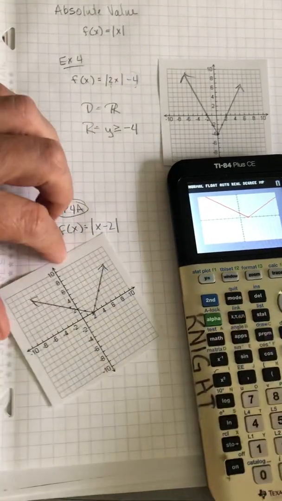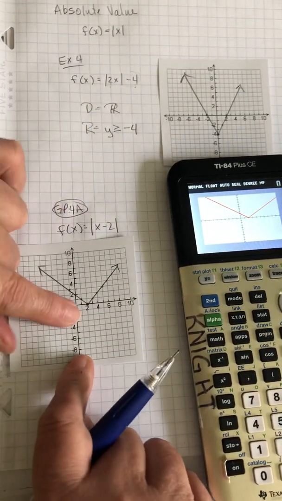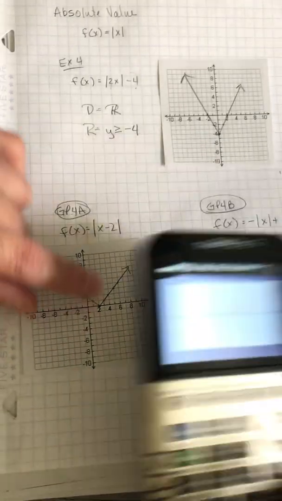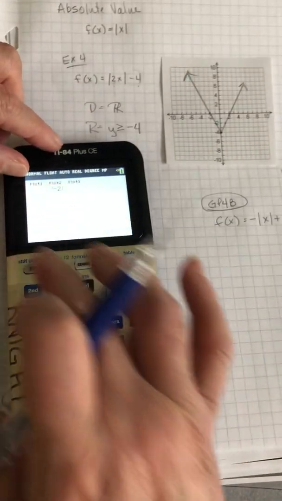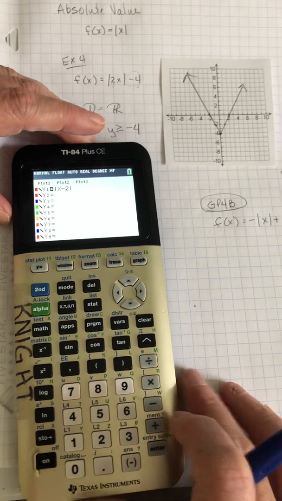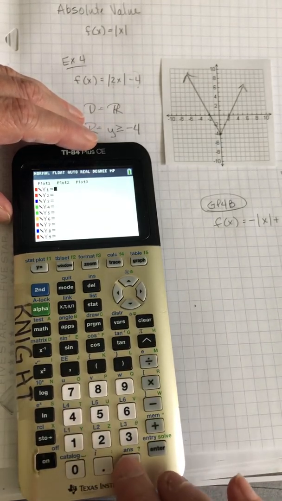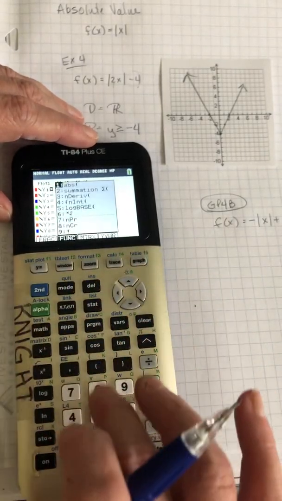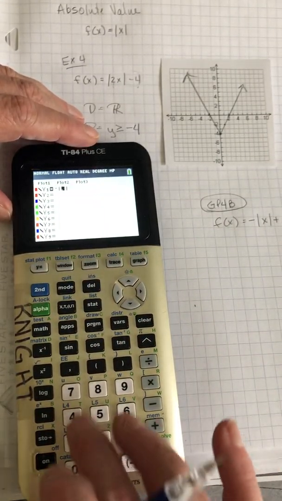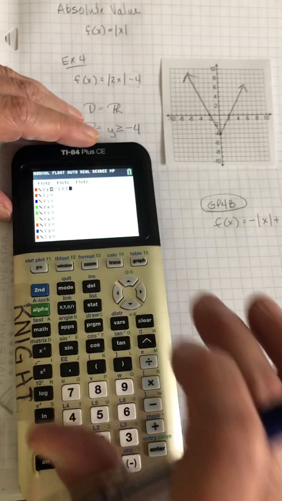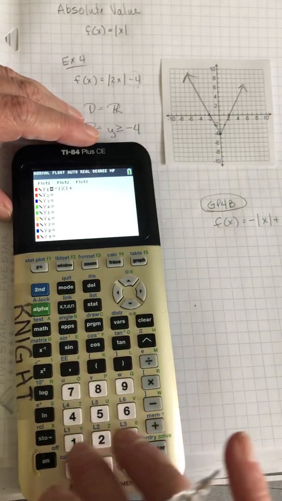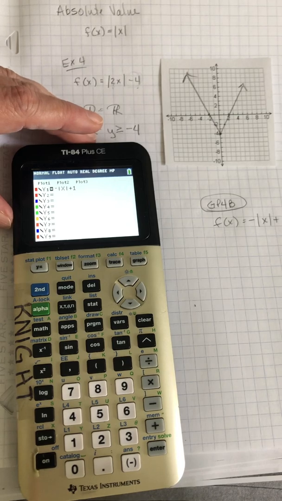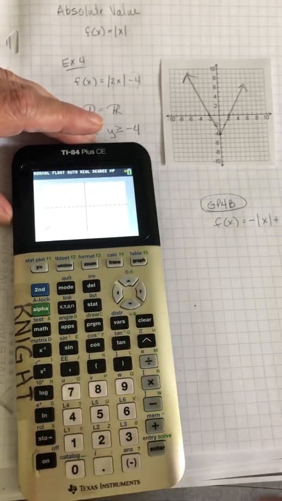Domain would be all real numbers. The range would be that y is greater than or equal to 0. Okay, now the next guided practice says we want negative absolute value of x, no numbers inside, plus 1. What do you think is going to happen? Any ideas? Well, you can look at the graph and tell.